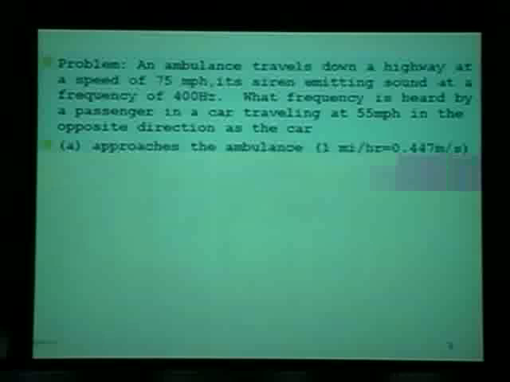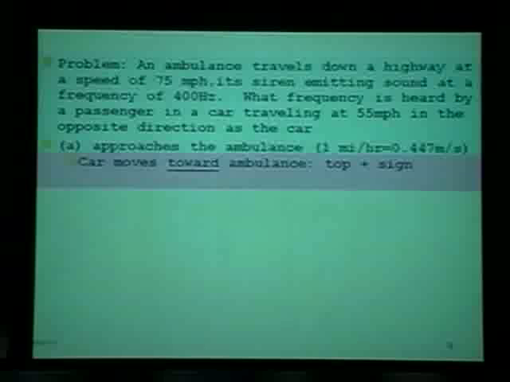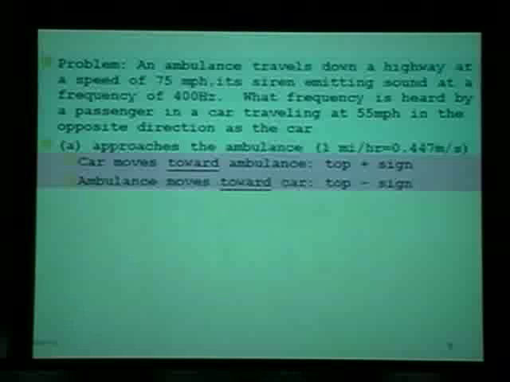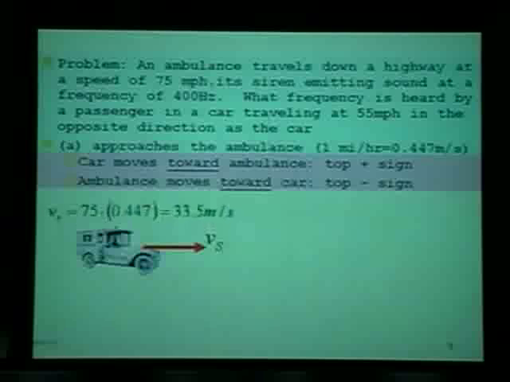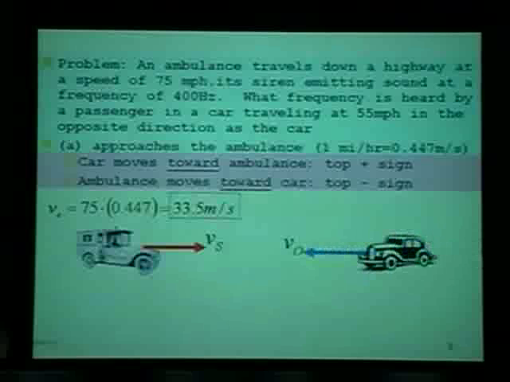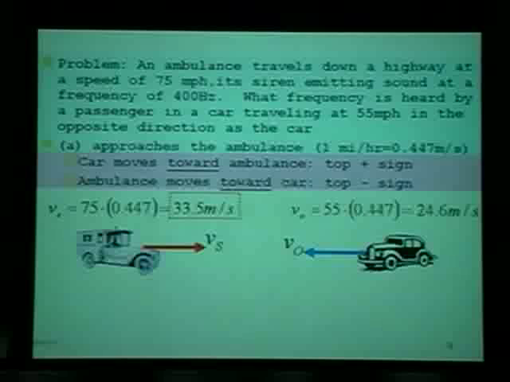Nice to know. So, the car is moving toward the ambulance. We use the top plus sign in that formula. The ambulance is moving toward the car, because they're both moving toward each other. Top minus sign for the source. Here's the ambulance. Velocity of 75 miles per hour, or 33.5 meters per second. Here's the observer. Velocity of 55 miles per hour, or 24.6 meters per second.